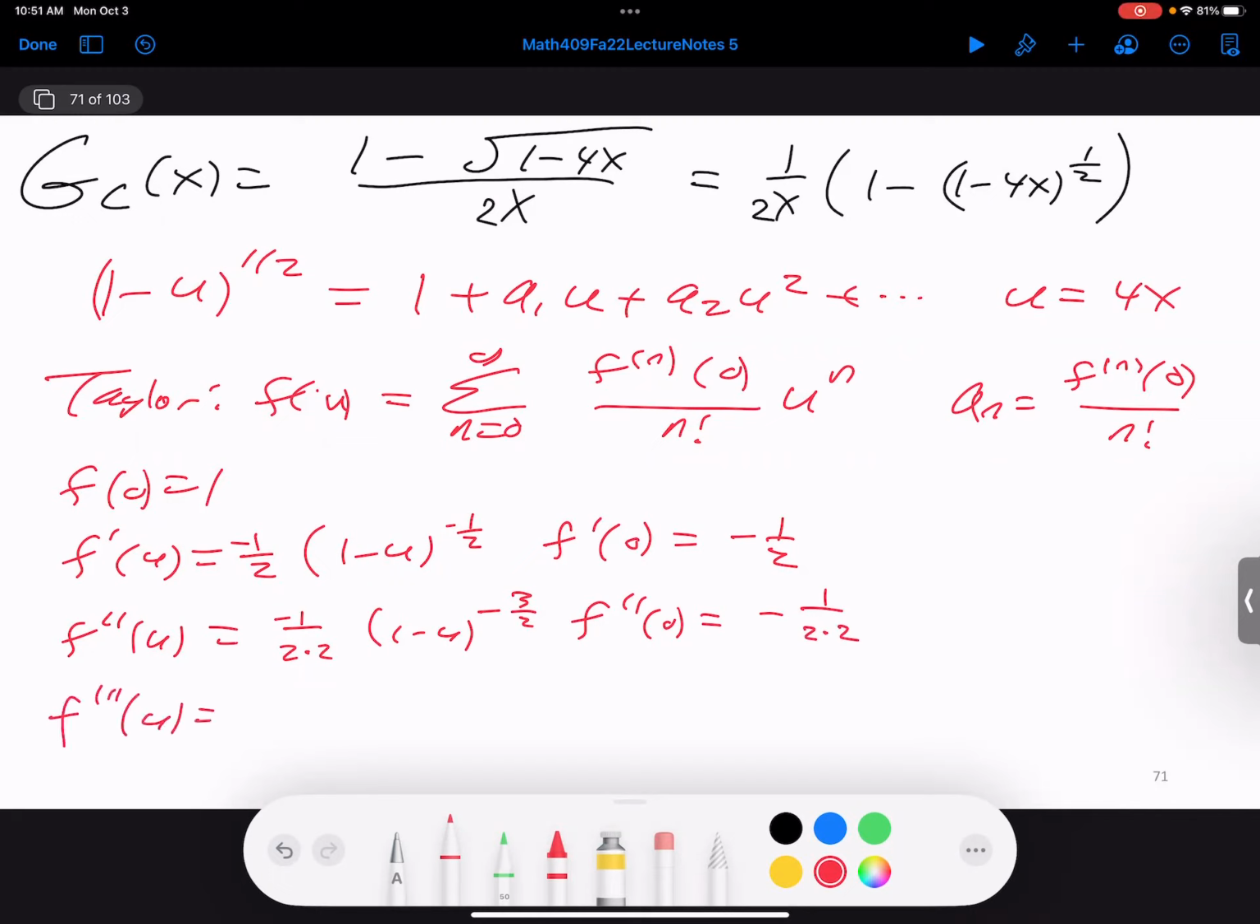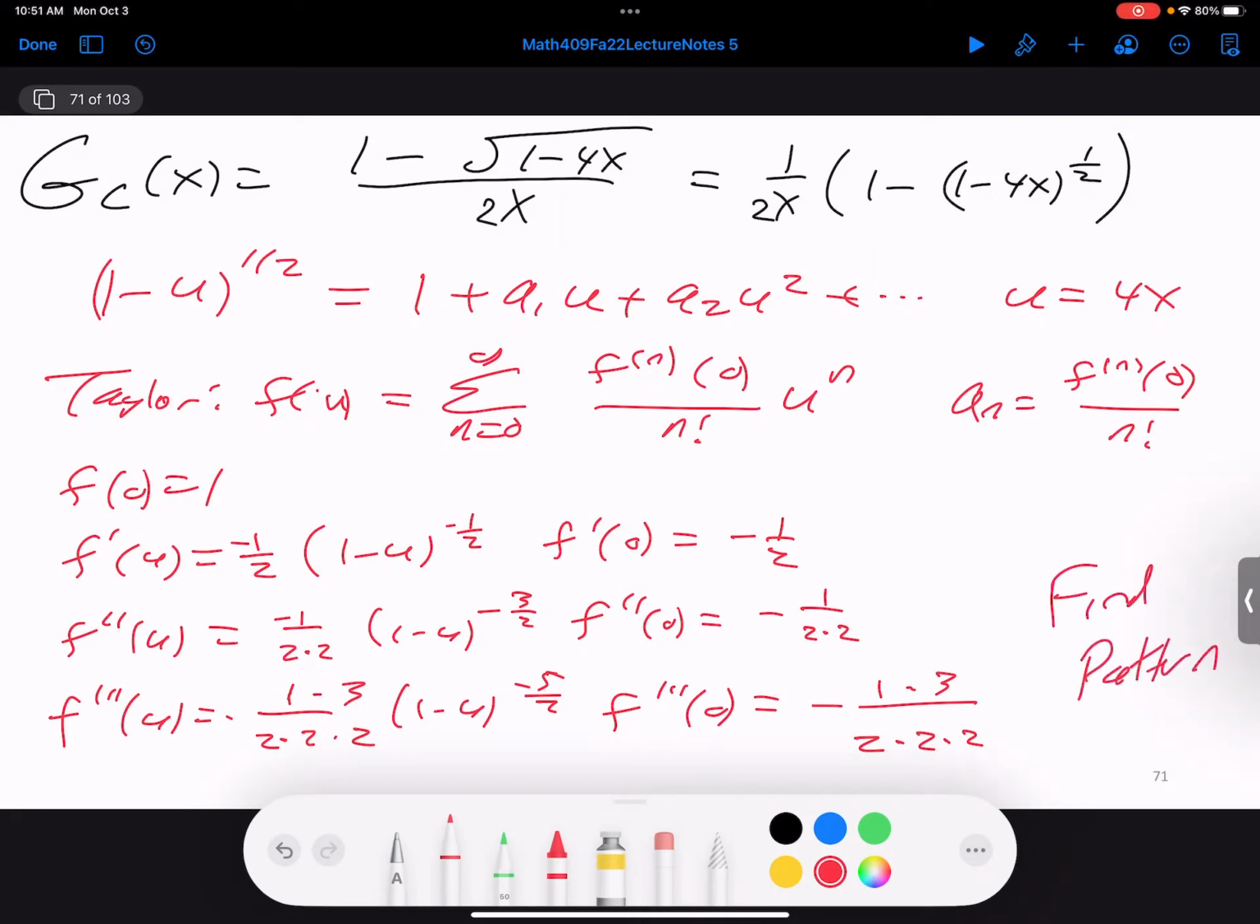f triple prime of u, I'll have a -1 over 2 times 2, and I then bring down the 3/2, times 1 minus u to the -5/2. f triple prime of 0 is -1 times 3 over 2 times 2 times 2. Maybe there's a pattern. Maybe the next one is 1 times 3 times 5 with one more 2 here. So find the pattern. As a nice exercise, find the pattern. There is a nice closed form expression for what these numbers are, and with a little bit of algebra, you will get the binomial coefficient for the Catalan numbers.